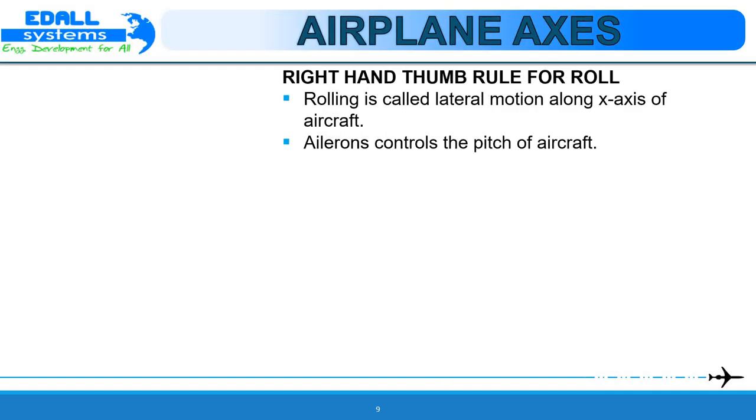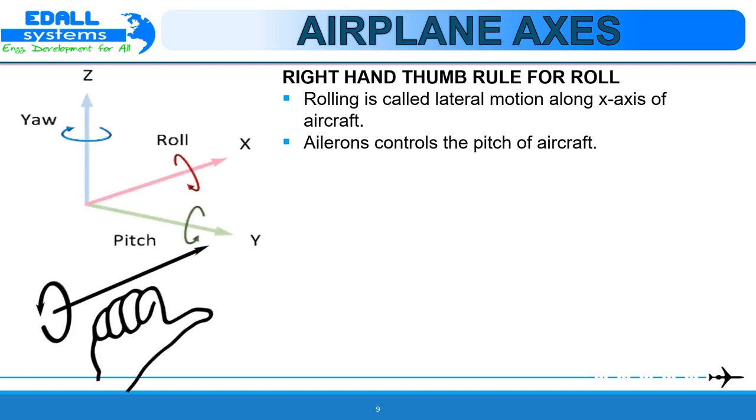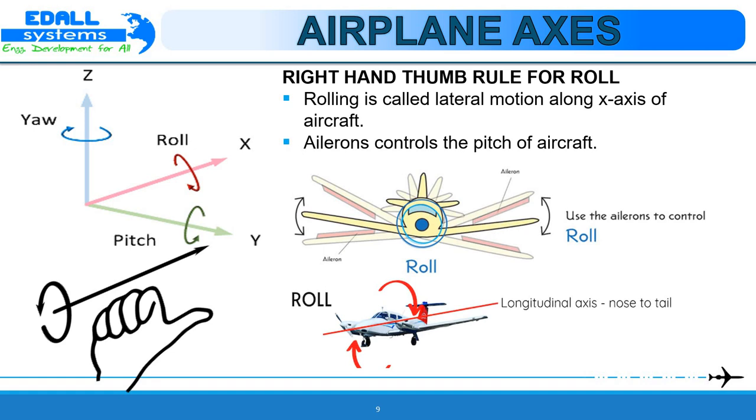Now, the right-hand thumb rule for roll. Rolling is called lateral motion. The ailerons control the roll, hence they are known as lateral control. Here the thumb is pointing towards the x-axis and the four fingers are curled in the other direction, which says that when the control is about the x-axis, a rolling moment takes place.